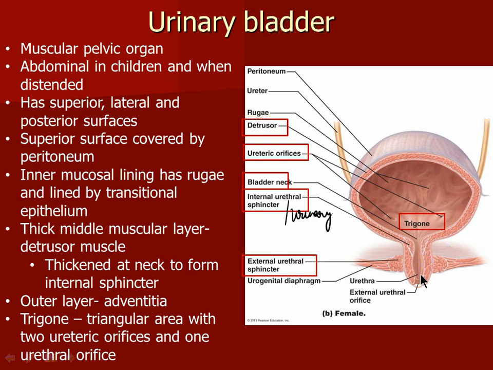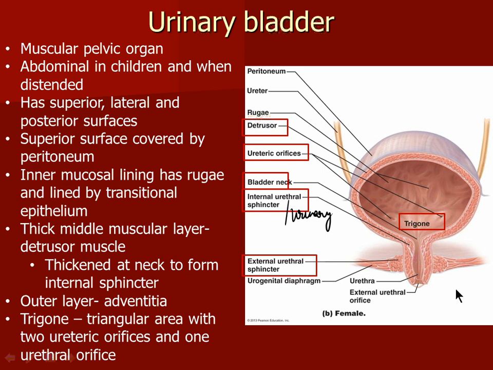Now, this is showing you a female, so you can see the bladder then leads into the urethra, right? So you can see in the female, the urethra is really short. And here we have an internal sphincter, which is involuntary, so you cannot control it. But you know that if your bladder is full, you can control your urination for some time, right? You can hold it for some time.